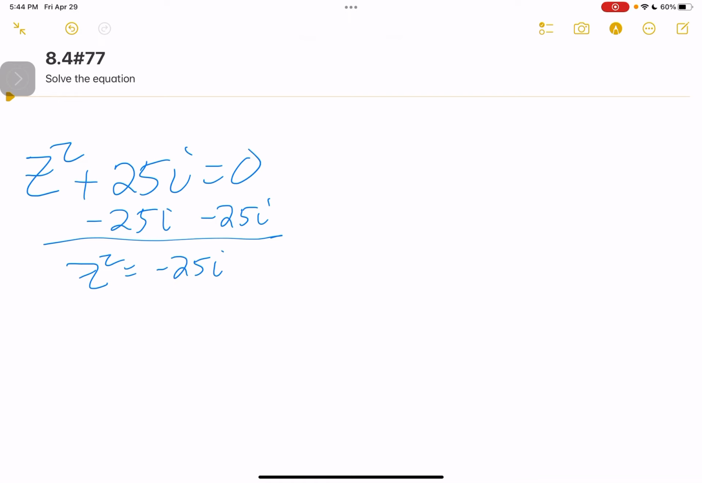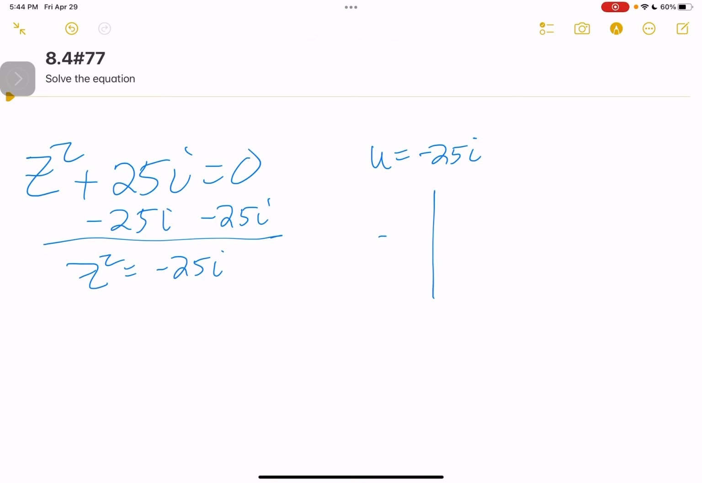It's a little unfortunate that they chose z as the variable here, because usually that's what we start with, and we use w's and so on. We'll still use w's, but I'm going to go so far as to say u equals that negative 25i.